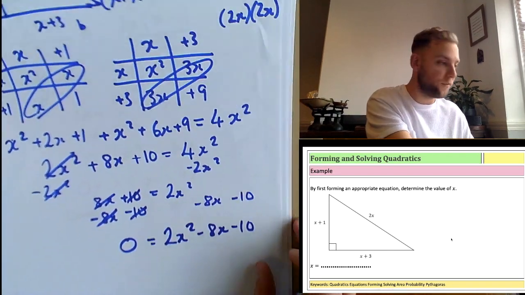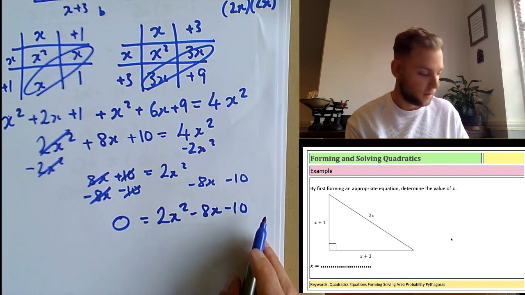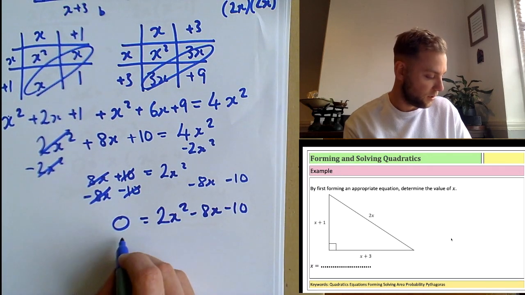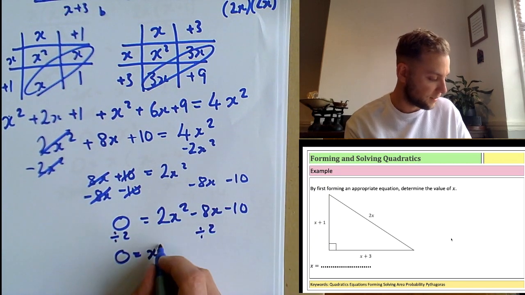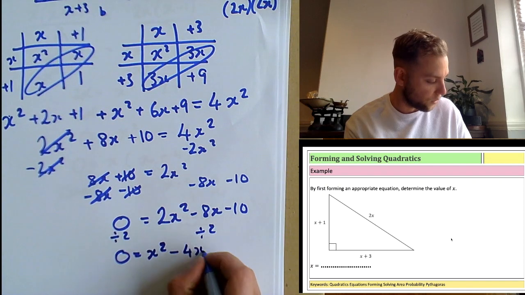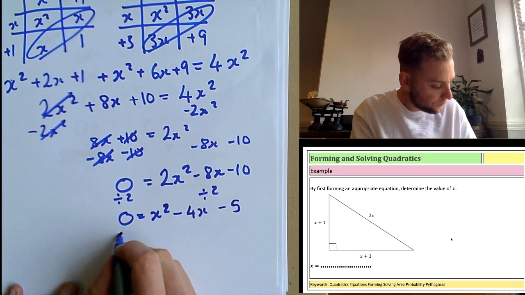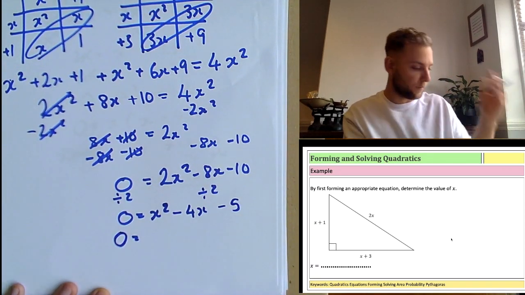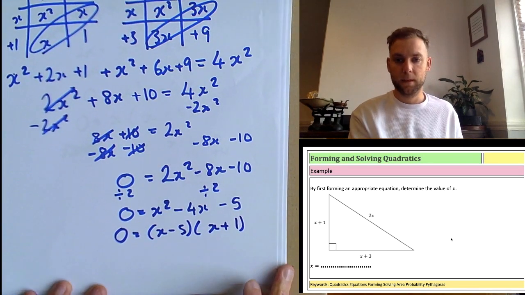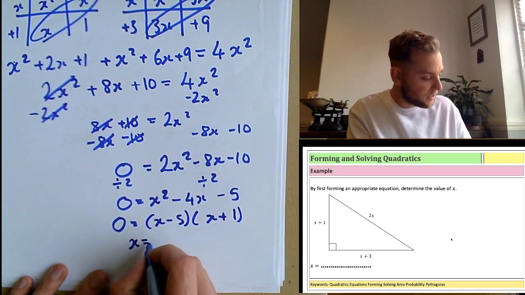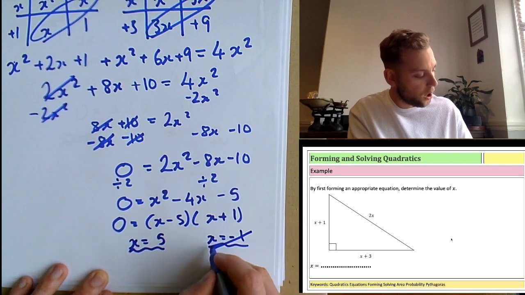Now you could use the quadratic formula in this. I've actually spotted something that we can do. They're all divisible by 2. So I can actually divide all of this by 2. So divided by 2, I end up with 0 is equal to 2x divided by 2 is x squared, minus 8 divided by 2 is minus 4x, and this one here is minus 5. So actually I can factorise this one. So minus 5, it's going to be minus 5 plus 1, x minus 5, x plus 1. So I end up with two solutions. X is going to be equal to positive 5. X is going to be equal to minus 1. So it can't be minus 1, it must be 5.